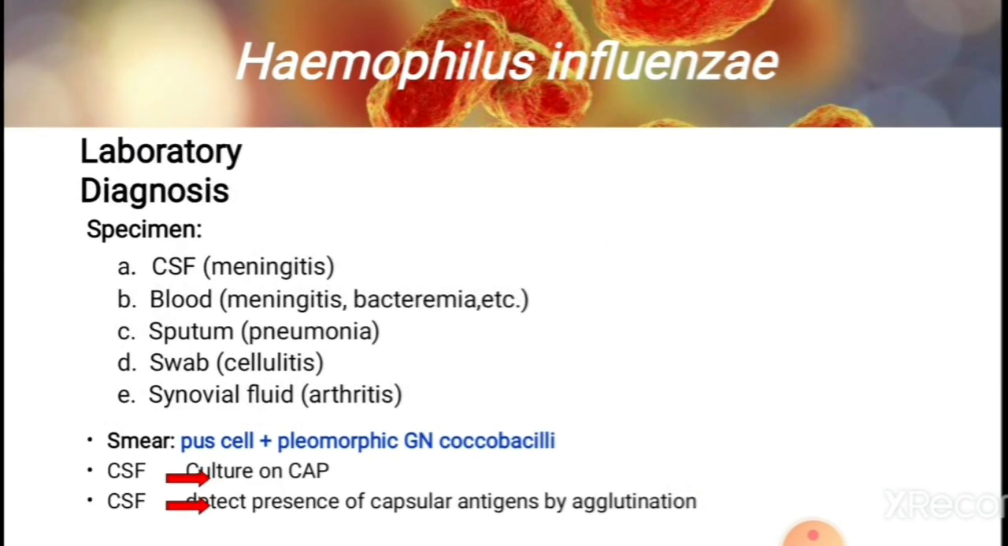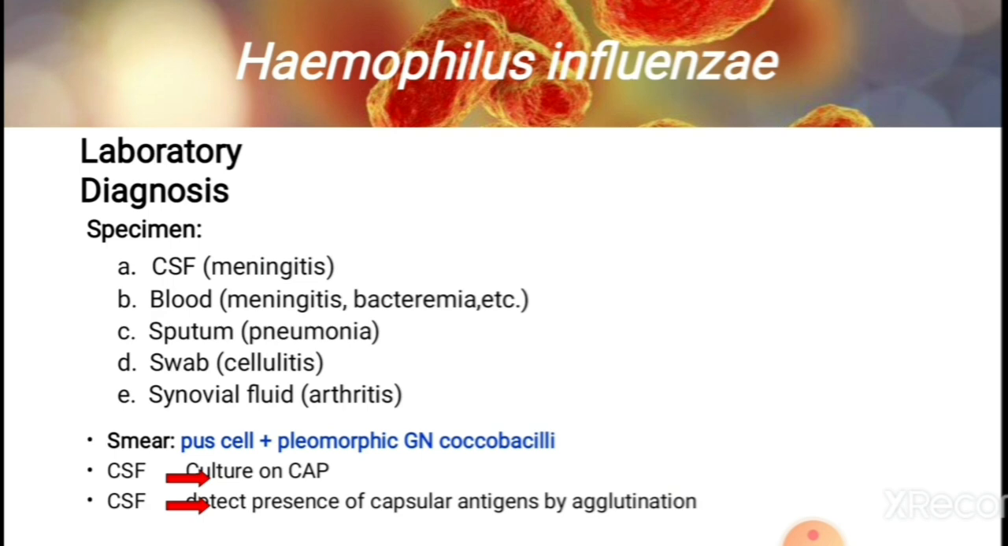And now let's proceed to the laboratory diagnosis of our Haemophilus influenzae. So we have a lot of specimens: CSF, blood, sputum, swabs, and synovial fluid. If you're suspecting meningitis in our patients, we can collect CSF as well as blood. Blood can also be used for bacteremia, etc. Sputum for pneumonia, swab for cellulitis, and synovial fluid, of course, for our arthritis.